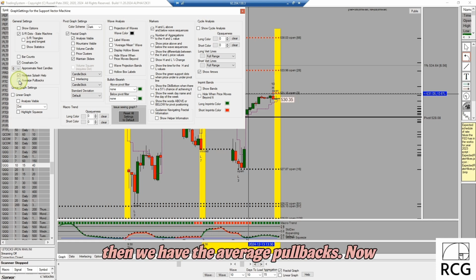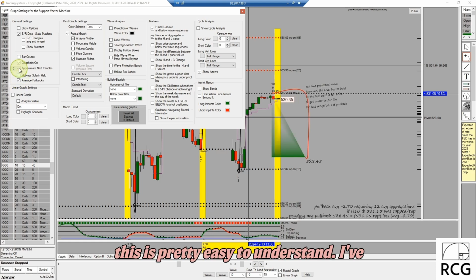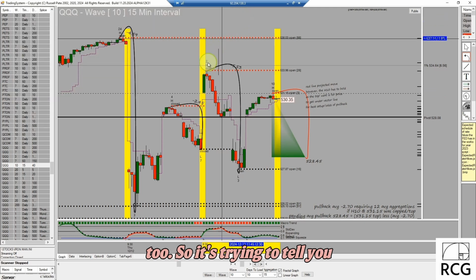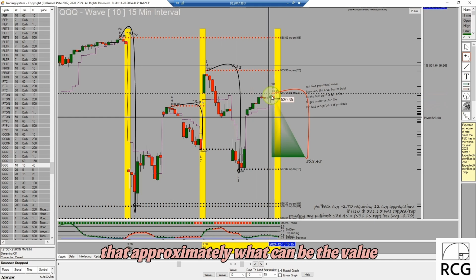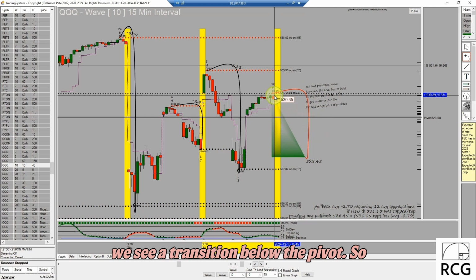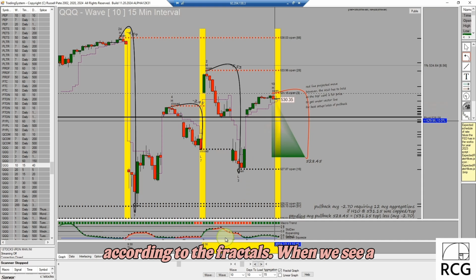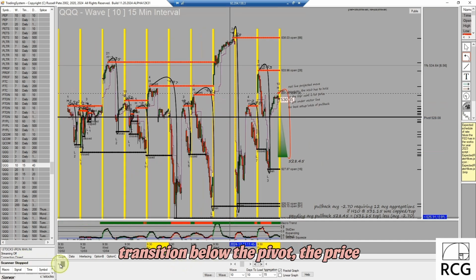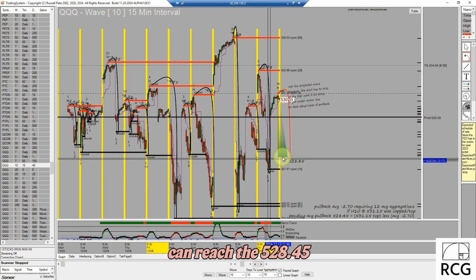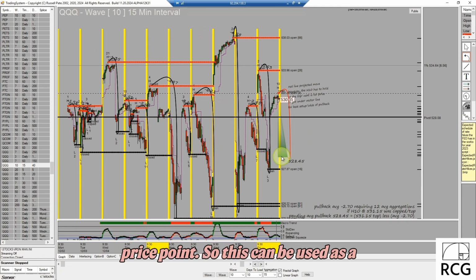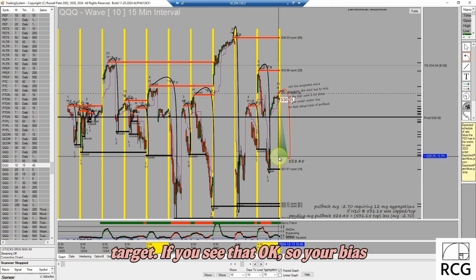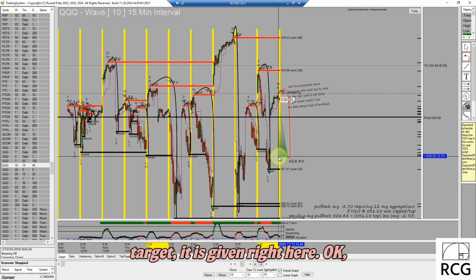Okay, then we have the average pullbacks. Now this is pretty easy to understand. I've also mentioned it earlier in my videos. It's trying to tell you approximately what the value of the pullback can be. For example, let's say we see a transition below the pivot, so where can the price actually reach? According to the fractals, when we see a transition below the pivot, the price can reach the 528.45 price point. So this can be used as a target if your bias is bearish and you're looking for a target. It is given right here.